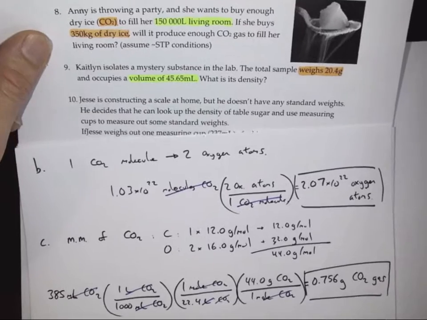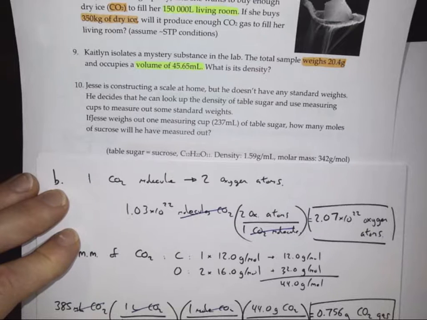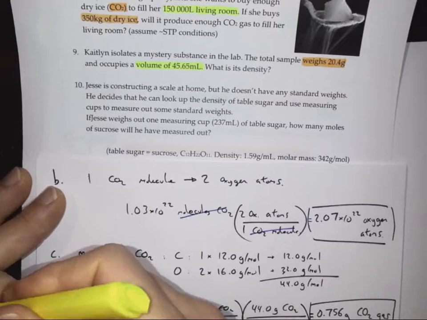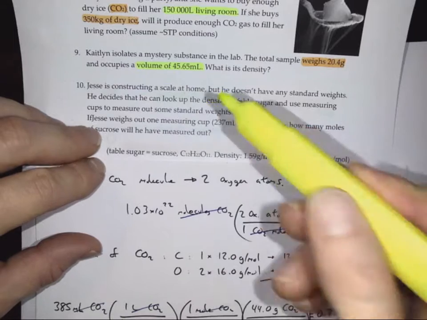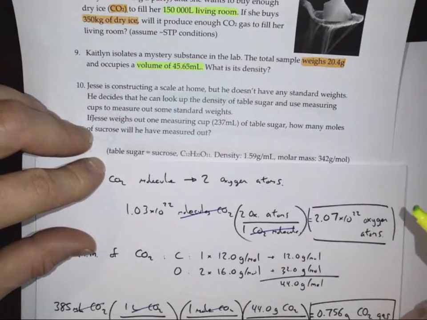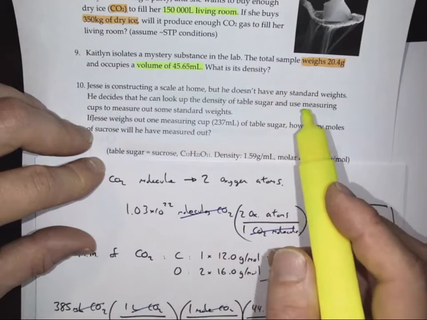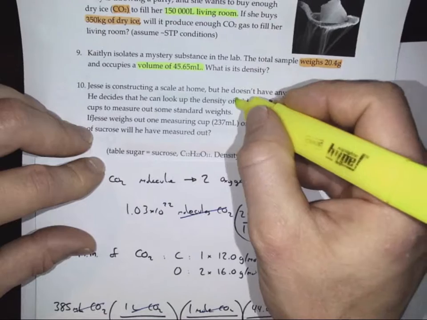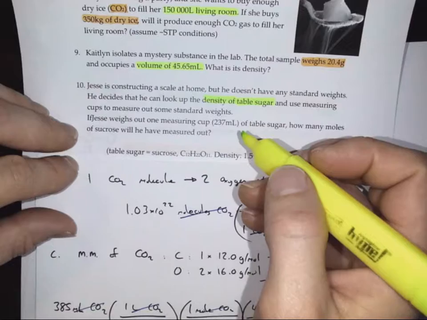And so let's move on to the next question here, which is actually going to require us to use a density quantity. Now, this is a question from a quiz we gave last spring. So let's have a look here. It says Jesse is constructing a scale, but he doesn't have any standard weights. So he decides he can look up the density of table sugar, and so we're talking about table sugar here, and then use measuring cups to figure out some standard weights.